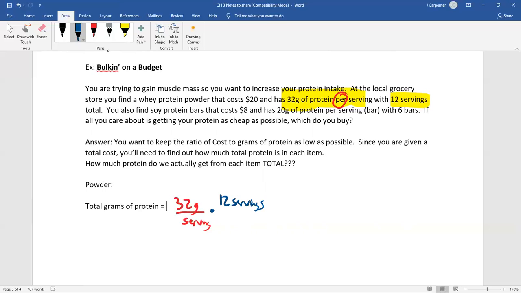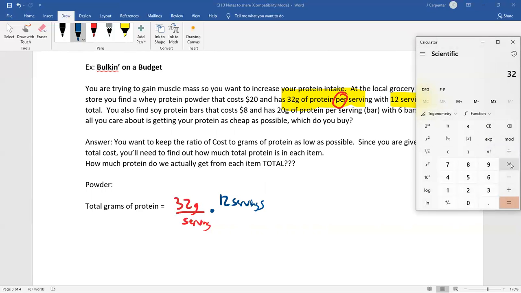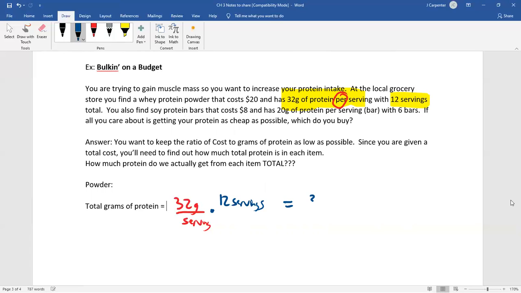So if you take the 32 times the 12, you'll get a number. And it's 384. Now let's see what the units do. We have the grams. The grams are still there because it didn't cancel anything. We have a serving in the bottom and a serving in the top, so they cancel. So the total grams of protein is 384 grams. This unit is the expected unit of the answer. There's no serving written anywhere. 384 is an answer that makes sense.